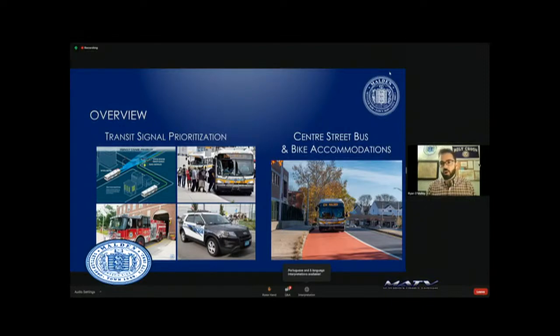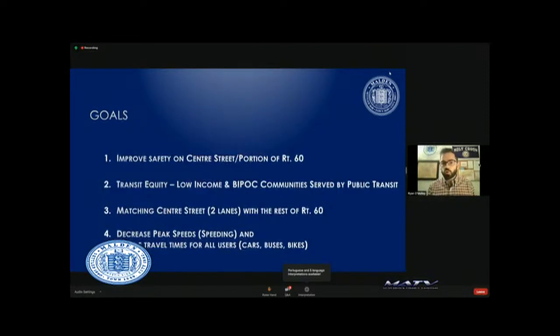The goals of this project, at a really high level, are one, to improve safety on Center Street, which is a portion of Route 60, and two, transit equity, to facilitate low-income and BIPOC communities who are particularly served by public transit in Malden. We also are looking to match Center Street in this corridor, which is currently 2 lanes, with the rest of Route 60, which is 1 lane. In Malden, as well as in other communities, it's 1 lane in each direction, except for this one stretch. And decrease peak speeds, also known as speeding, and reduce travel times for all users: cars, buses, and bikes.